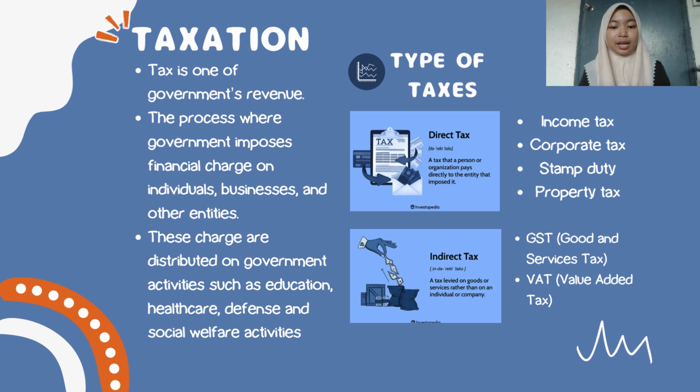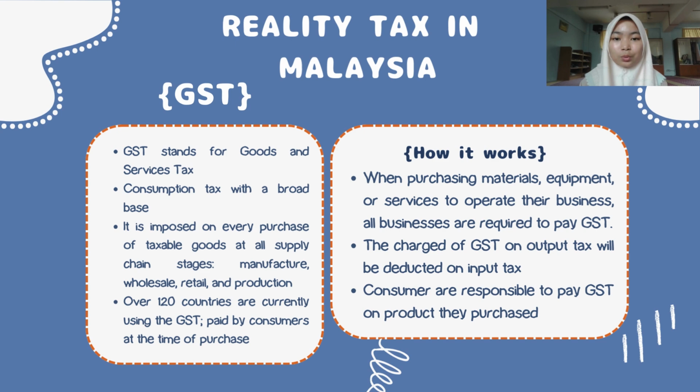The second one is indirect tax. Indirect tax is the tax that is levied on goods or services. Examples of indirect tax are GST and VAT. Regarding tax in Malaysia, our group chose GST. GST stands for Goods and Services Tax. It is a consumption tax with a broad base. It is imposed on every purchase of taxable goods at all supply chain stages, including manufacture, wholesale, retail, and production.